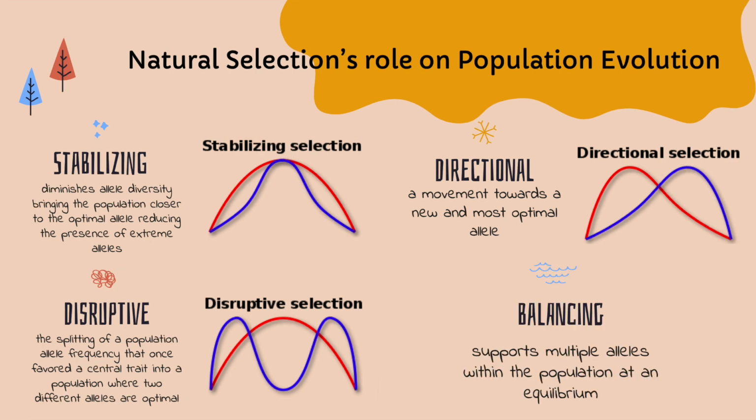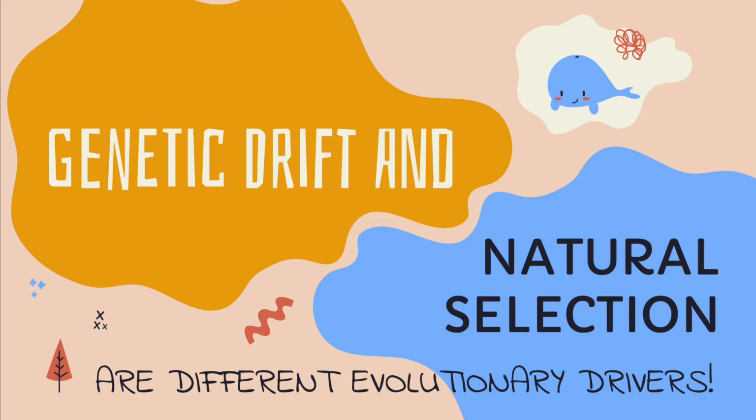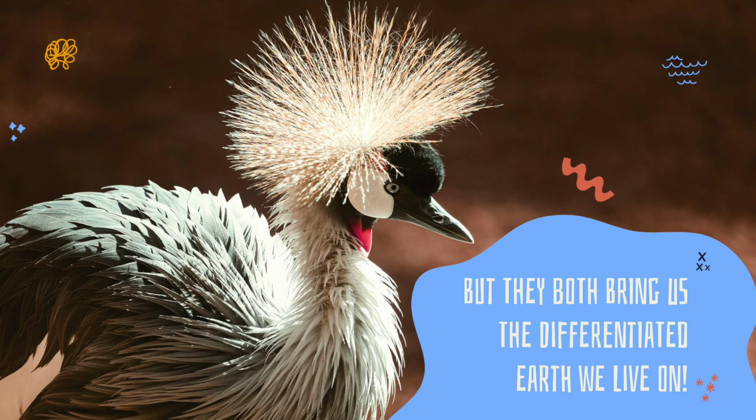And lastly, there is balancing selection, which will continue to support multiple alleles within the population at an equilibrium. Here, it is clear how natural selection can affect the way in which generations in a population are reproduced, and explain the allele frequency patterns we observe in populations. So, in conclusion, genetic drift and natural selection both work in differing ways to drive evolution in populations, but together they help elucidate the complexities of allelic frequencies in populations.